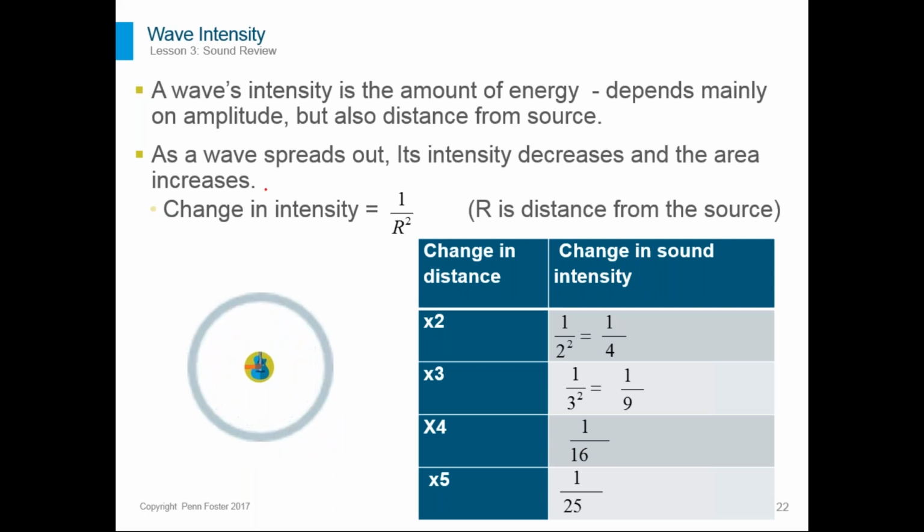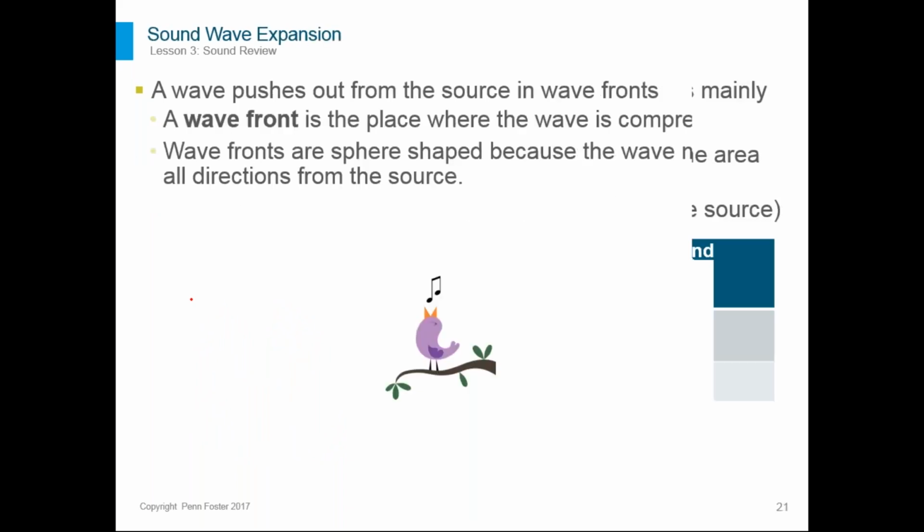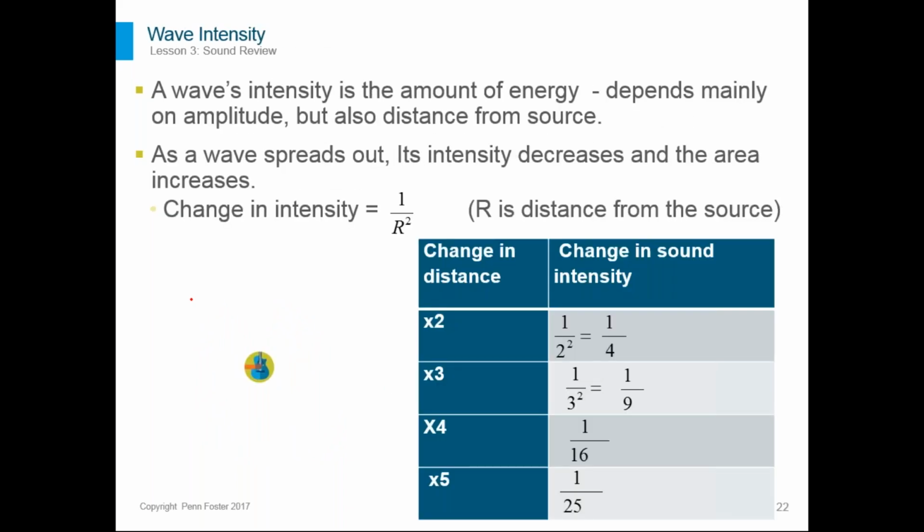But as the wave spreads out, its intensity also decreases. Let me just bring up that little animation again. So as you get farther away, the wave needs to take up more space, and so the intensity of the wave at any spot decreases. So it starts out pretty strong, and then it's fading away as it gets farther.